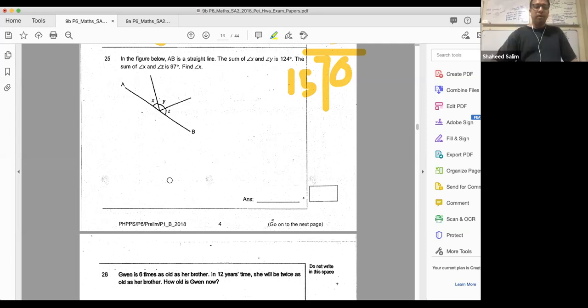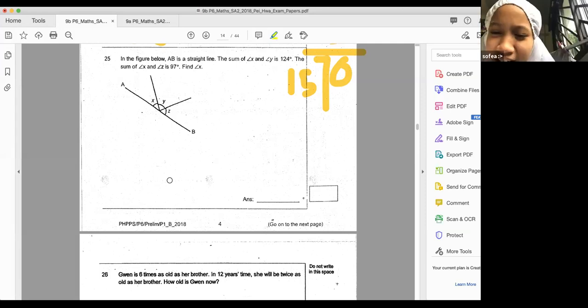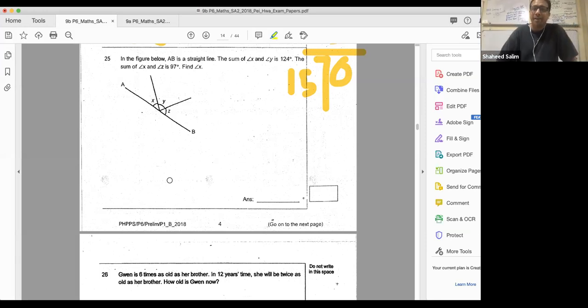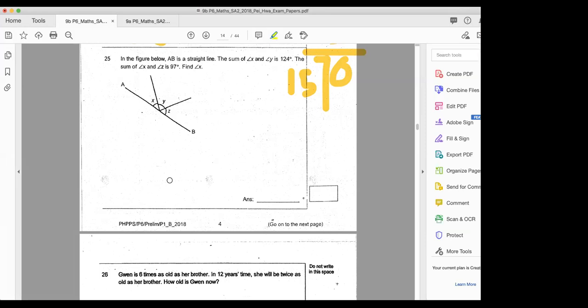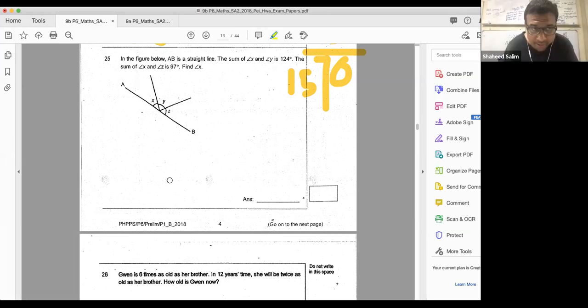Okay. Try to crack your head while we wait for your friends. Crack your head means try to think harder, deeper. Okay, try harder while we wait for your friends. Answer 25 is 61. Yeah. So, okay, we're waiting for Zahira.